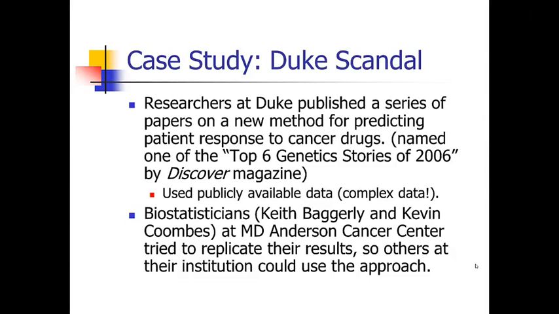So this was great because this is data that anybody could access to potentially use this method to find better drugs for cancer patients. And it was complex data, high throughput microarray gene signature data. The finding was so impactful that it was named one of the top 6 genetic stories of 2006 by Discover magazine. However, as I mentioned, some biostatisticians, Keith Baggerly and Kevin Coombs at MD Anderson Cancer Center, actually went to try to replicate their results.